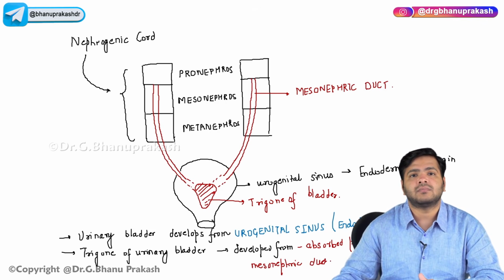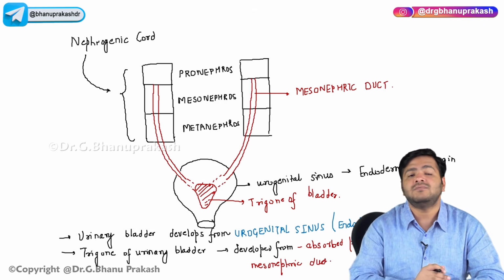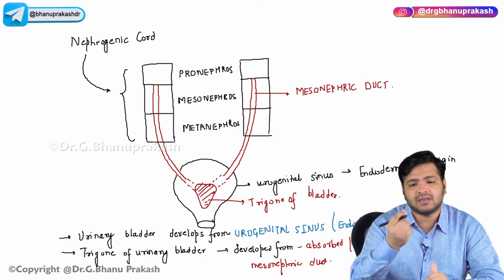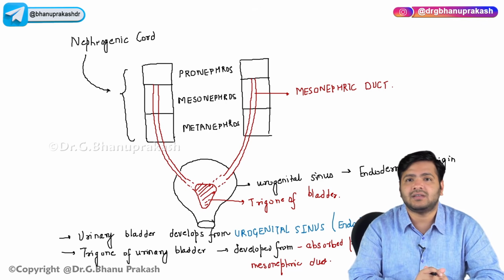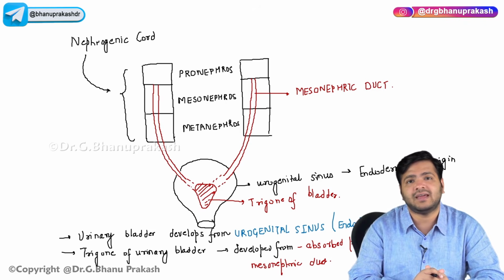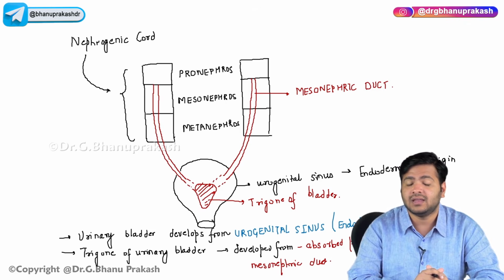So you already know the mesonephros will give a duct that is called the mesonephric duct, and it will open into the urogenital sinus. Urogenital sinus is endodermal in origin, right? It is coming from the endoderm. It is the hind gut, the part of the gut tube that is obviously endodermal. Okay, what is the gut made from? Yolk sac, right? So yes. Now, the mesonephric duct will form the trigone of the bladder.